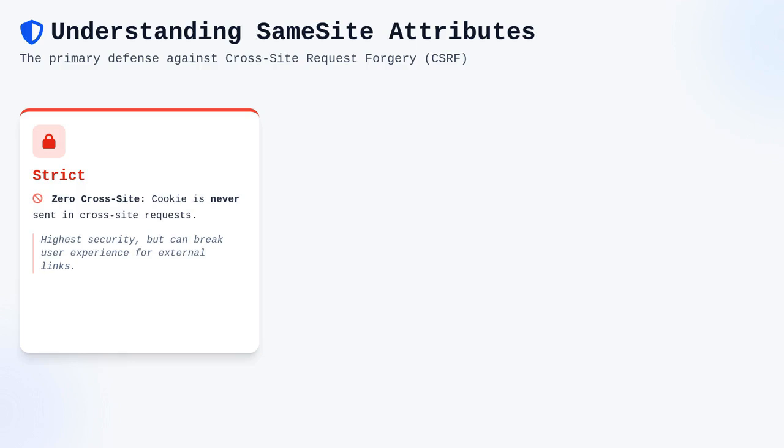The SameSite attribute is perhaps the most critical evolution in recent years for mitigating cross-site request forgery. By setting SameSite to Strict, the browser prevents the cookie from being sent in any cross-site request, which ensures the highest level of protection but can negatively impact user experience. If users arrive at your site from an external link, they will appear unauthenticated because their session cookie is withheld.